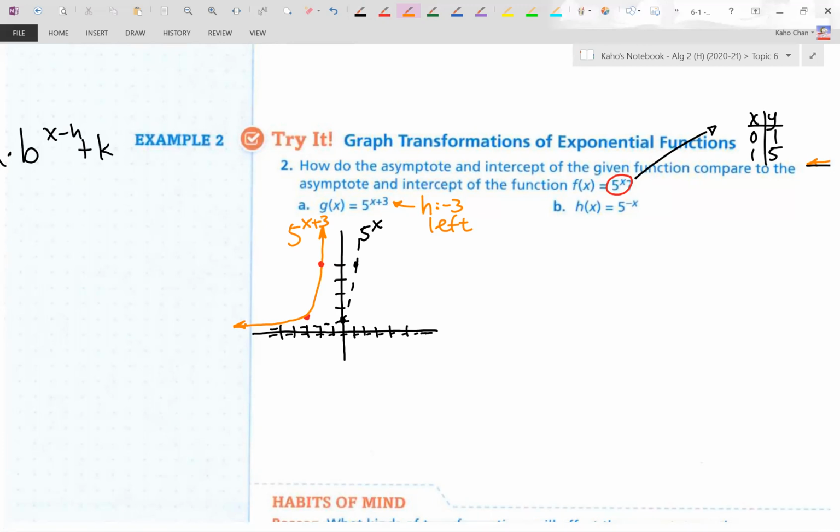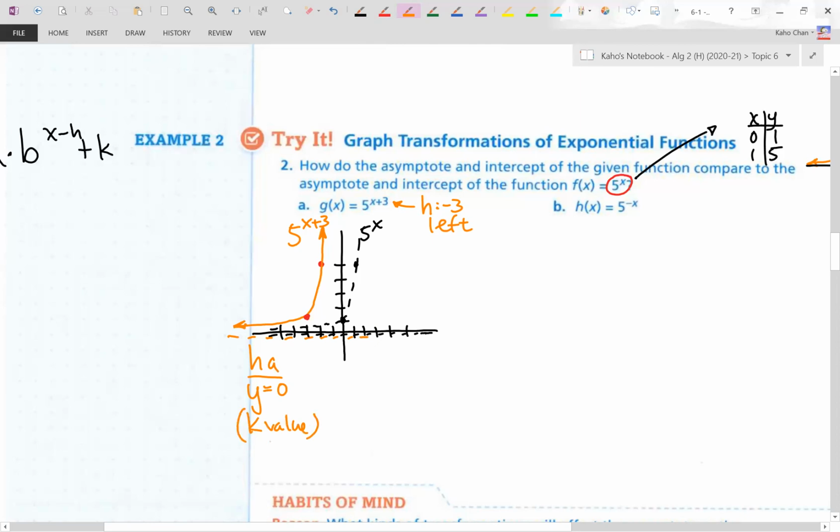What do they ask for? Oh, compare. Very good. The horizontal asymptote stays the same. Y equals 0 still. Stays the same because it's the k value. K value is 0, okay, HK. And the y-intercept, they're looking for? Great, let's figure that out.